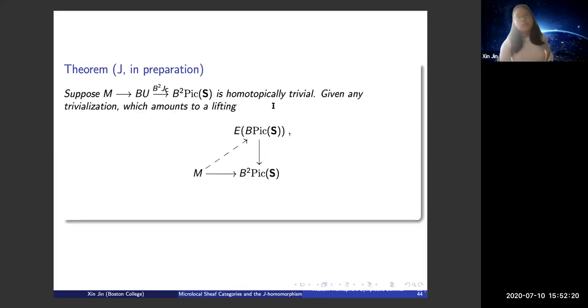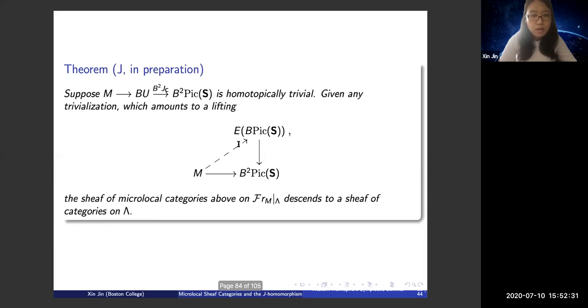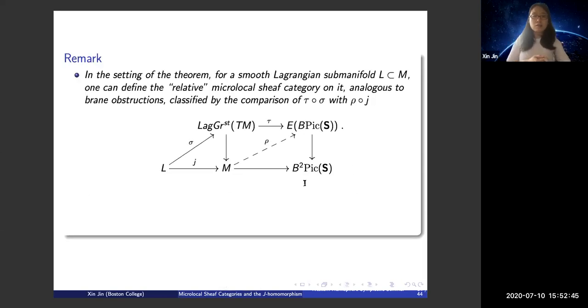And then suppose this is homotopically trivial. So that means you can choose a section, choose a lifting of this map. Then the sheaf of categories on this frame bundle restricted to Lambda descends to a sheaf of categories on Lambda. And then in general there's no canonical choice of this lifting. So once you have a lifting, as we see, you can define a kind of Fukaya category.